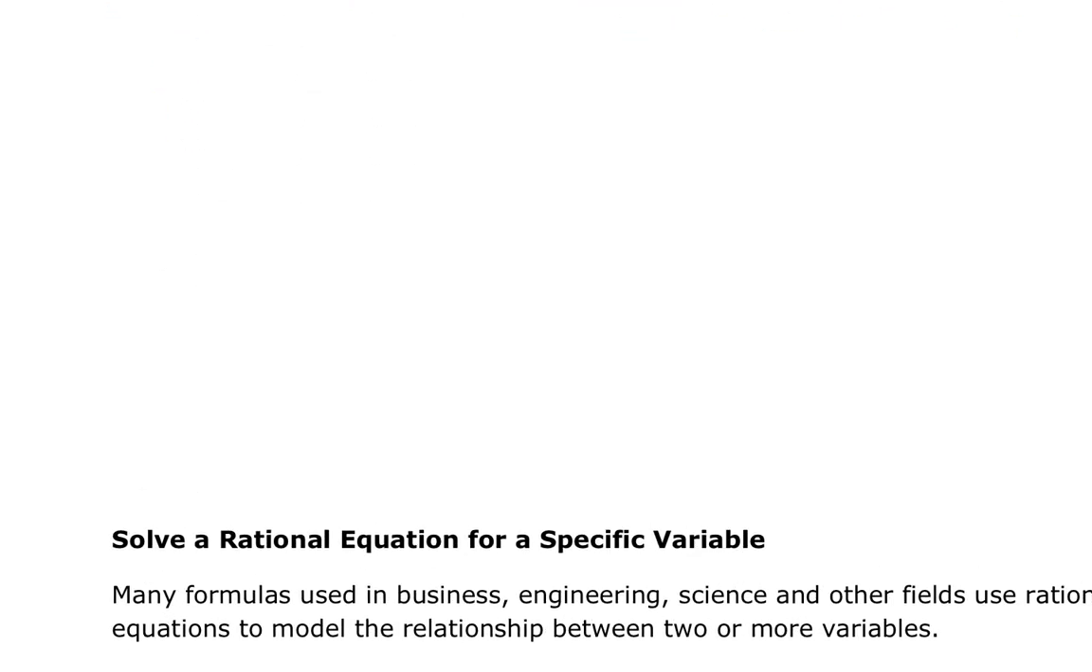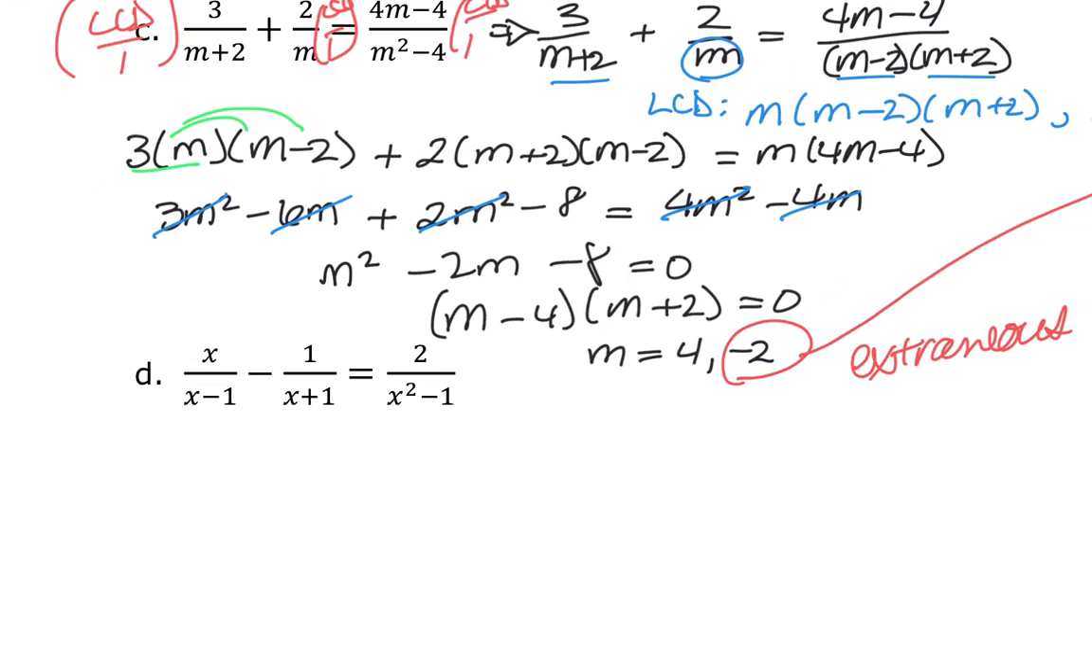And I believe this is almost my last one for these types. So again, what I'm going to go ahead and do is factor. This is x minus 1 and x plus 1. So my lowest common denominator happens to be x minus 1, x plus 1. That tells me that x cannot equal negative or positive 1.